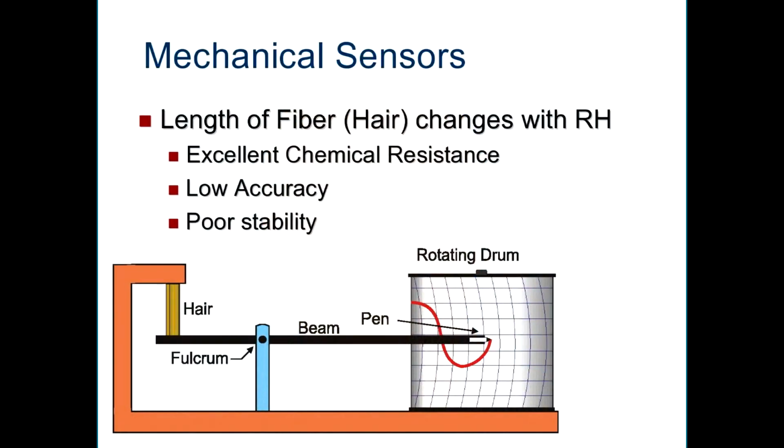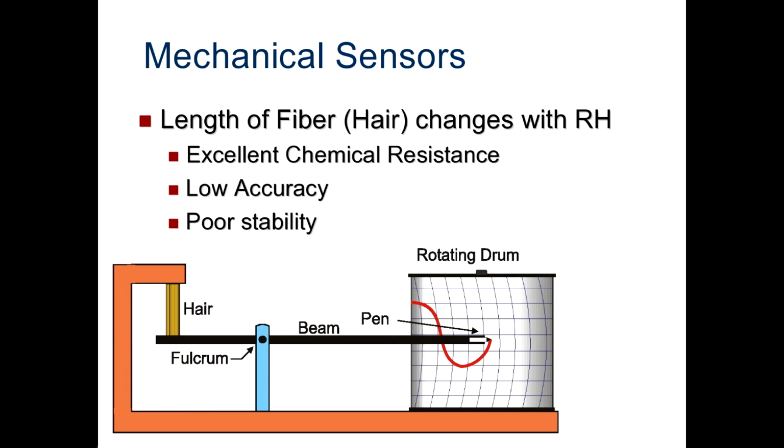In the evolution of relative humidity measuring devices, the next step was hair, both human hair and horse hair. Hair will change its length in response to the relative humidity. Now, it does not have particularly high accuracy, nor is it particularly stable, but it can provide excellent chemical resistance.